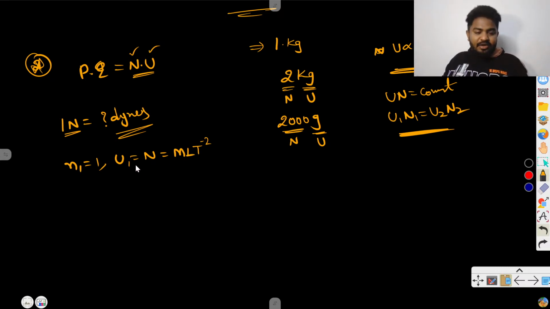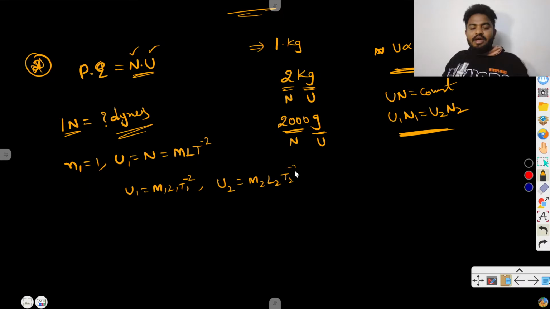So here I can write u1 is equal to M1 L1 T1 to the power minus 2, right? At the same time, u2 is equal to M2 L2 T2 to the power minus 2. This is the unit in CGS. Here, let us find out first of all the relation between M1 and M2. M1 is in kgs, in the SI system, and in the CGS system, M2 is in grams. Now I can write M1 is equal to 10 to the power of 3 into M2, because 1000 grams is called 1 kg.